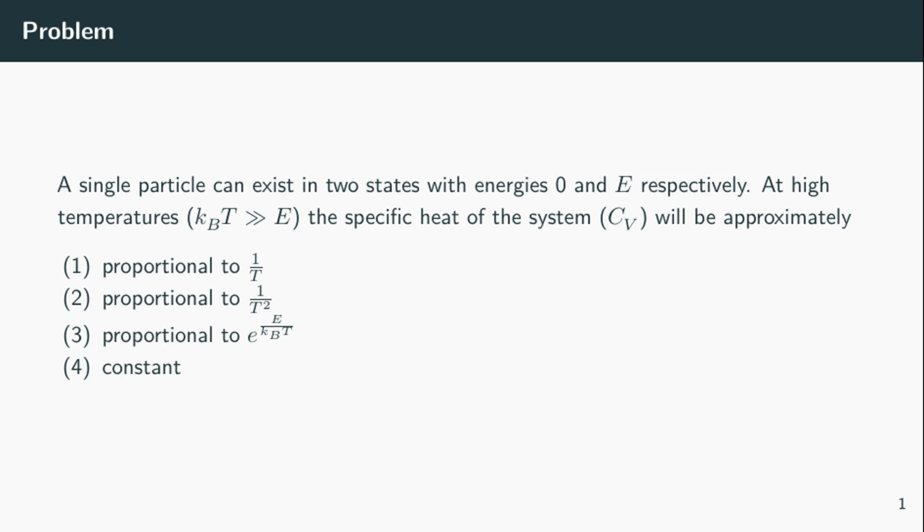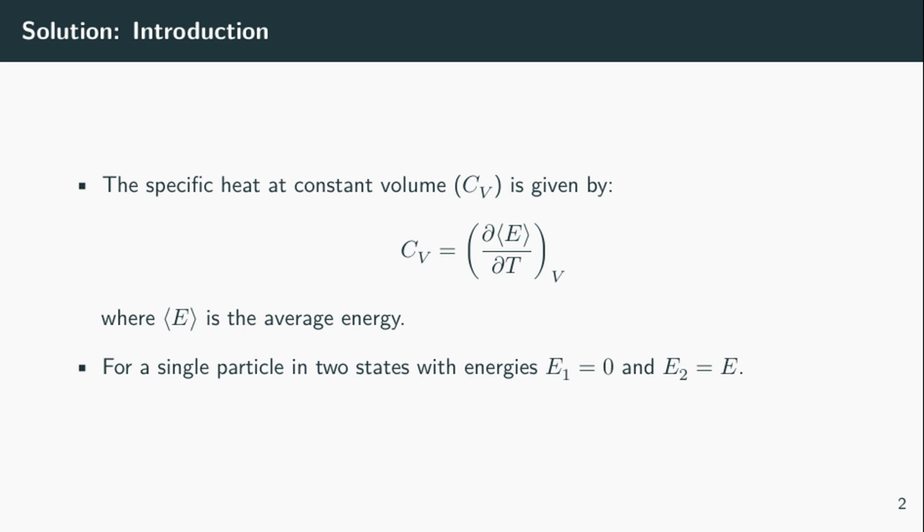The question asks: at high temperatures, specifically where kB times T is much greater than E, what will the specific heat of this system, which we call Cv, be approximately proportional to? We have four options: proportional to 1 over T, proportional to 1 over T squared, proportional to e to the power of E over kBT, or constant. Alright, let's dive into finding the solution.